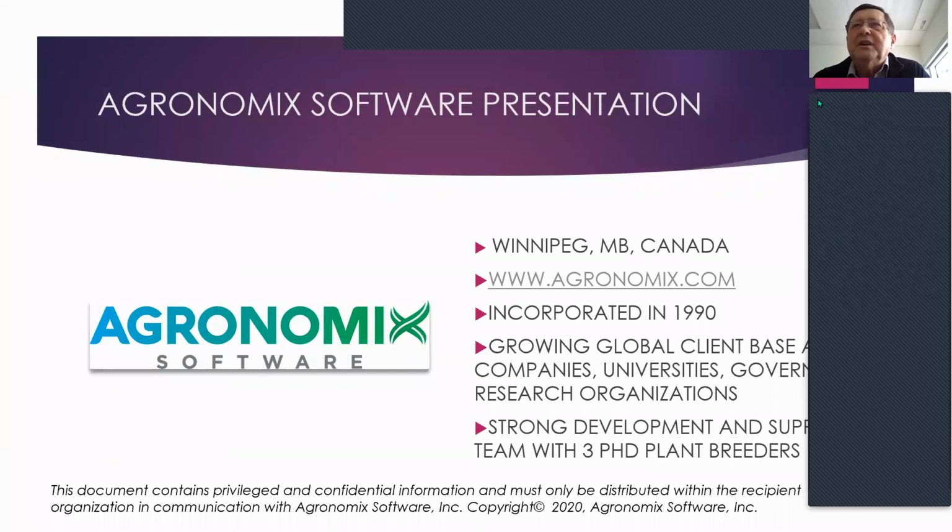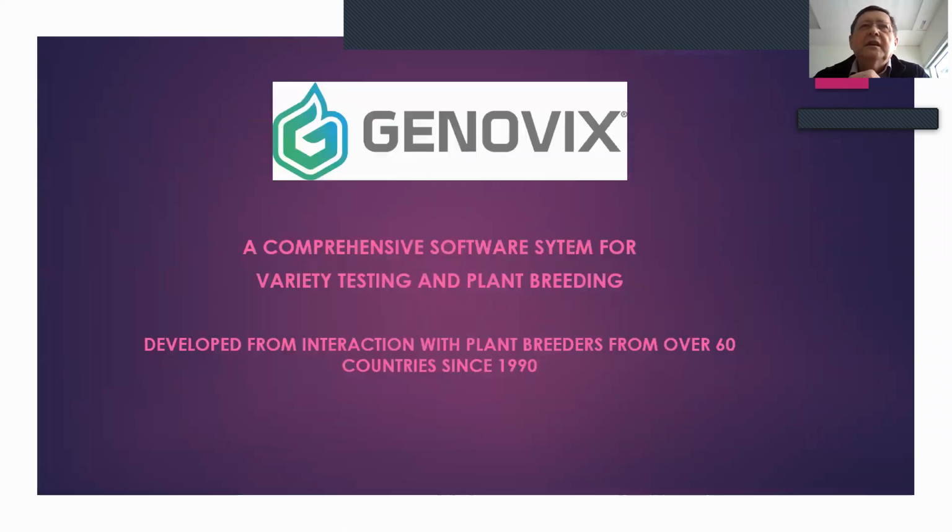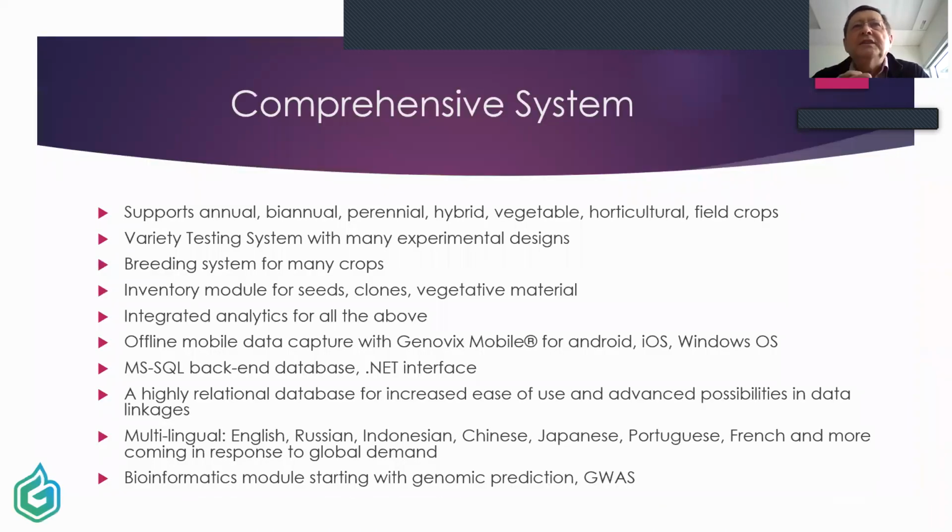Yeah, so I'll start with this PowerPoint presentation. We started in 1990, and we have a global client base, including universities, government, and research organizations, and we're proud to have 3 PhD plant breeders on the support team. So shall I say that plant breeding is in the company DNA. It's a system for variety testing and plant breeding, and it's a comprehensive one. We've worked with many breeders of many crops, whether annual, biannual, perennial, hybrid, vegetable, horticulture, and a lot of field crops. You'll be seeing a lot of experimental designs in the variety testing system.